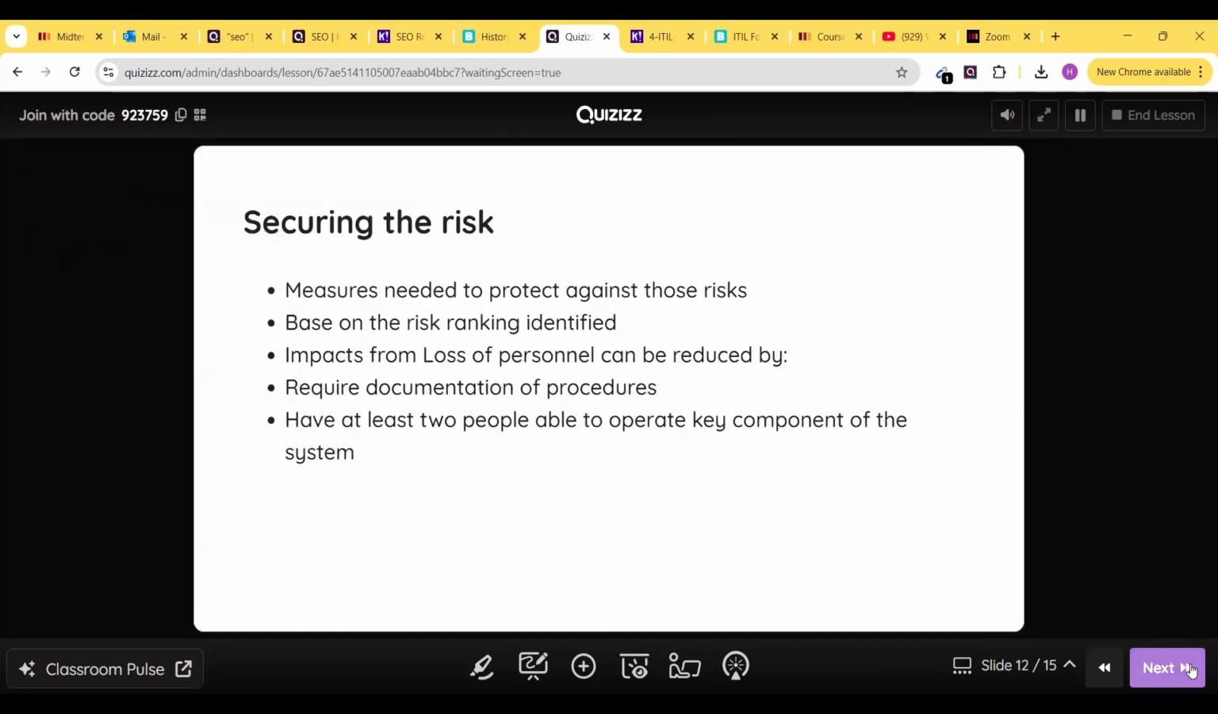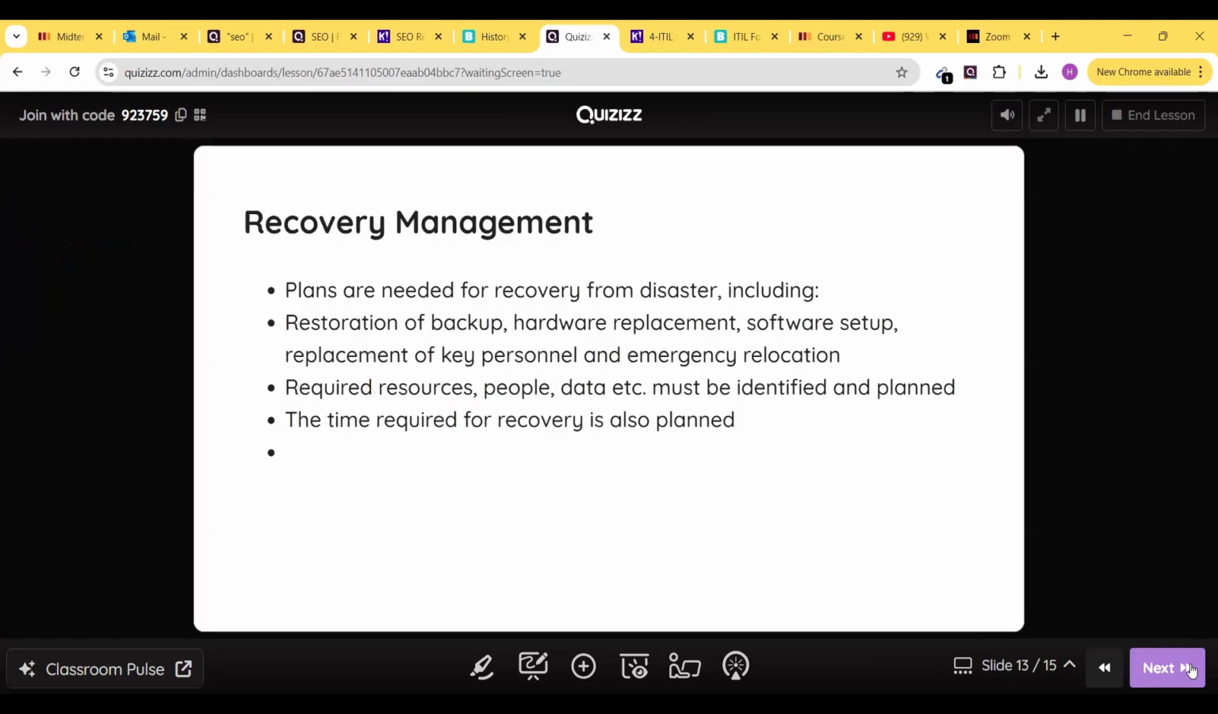Securing the risk: measures needed to protect against those risks based on the risk ranking identified. Impacts from loss of personnel can be reduced by required documentation procedures, and having at least two people able to operate a key component of the system. Recovery management: plans are needed for recovery from disaster, including restoration of backup, hardware replacement, software setup, replacement of key personnel, and emergency relocation. Required resources, people, data, etc., must be identified and planned. The time required for recovery is also planned.